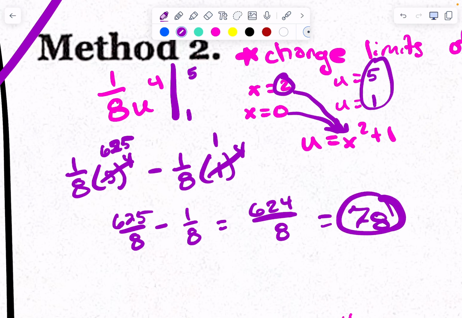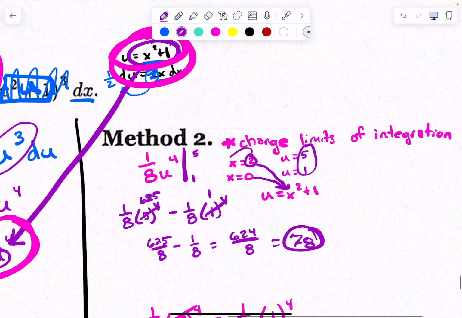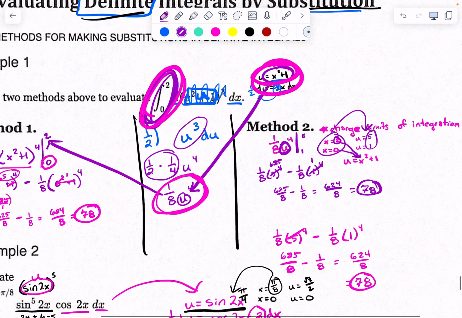Okay, so method 2 just involves switching from x's to u's, and then you don't have to replace this u and plug it back in. So that's kind of how that works. Okay. All right, if you need to pause and digest that, go for it.